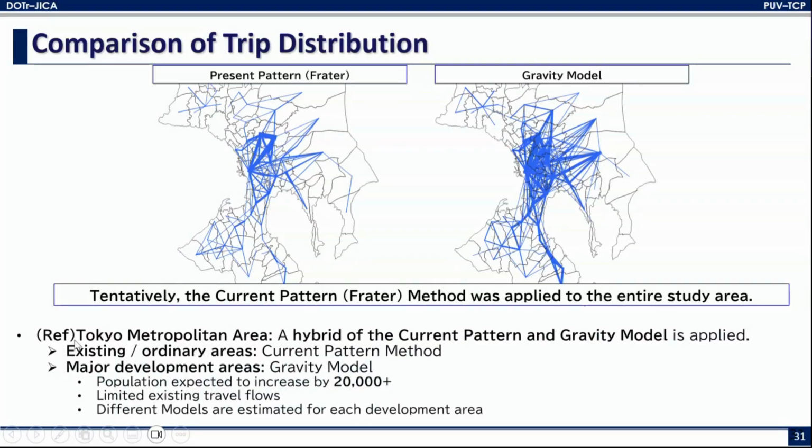As a difference, the Tokyo metropolitan area has also been conducting demand forecasting. In Tokyo, a hybrid methodology of the present pattern methodology and the gravity model was applied. In the usual cases, the present pattern methodology is applied. However, for major development areas, for example new towns or new additional areas meeting some criteria, the gravity model is applied, and different models are estimated for each development area.